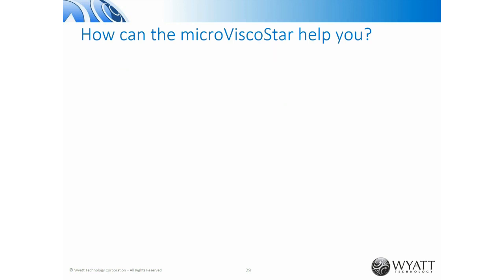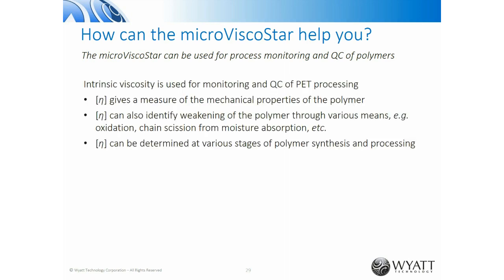So how else can the MicroViscometer help you? We can look at a real-world example. In this case, the MicroViscometer could be used for process monitoring and QC of polymers. An example that you all may be familiar with is the process monitoring of polyethylene terephthalate, or PET.